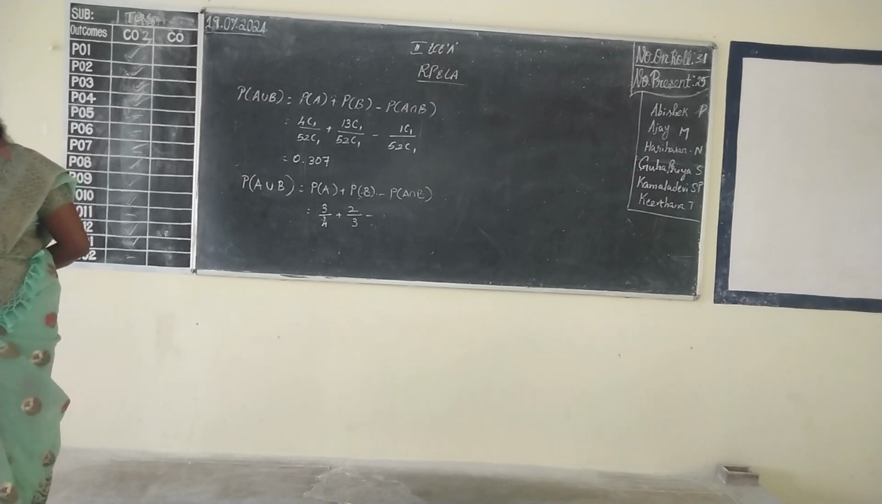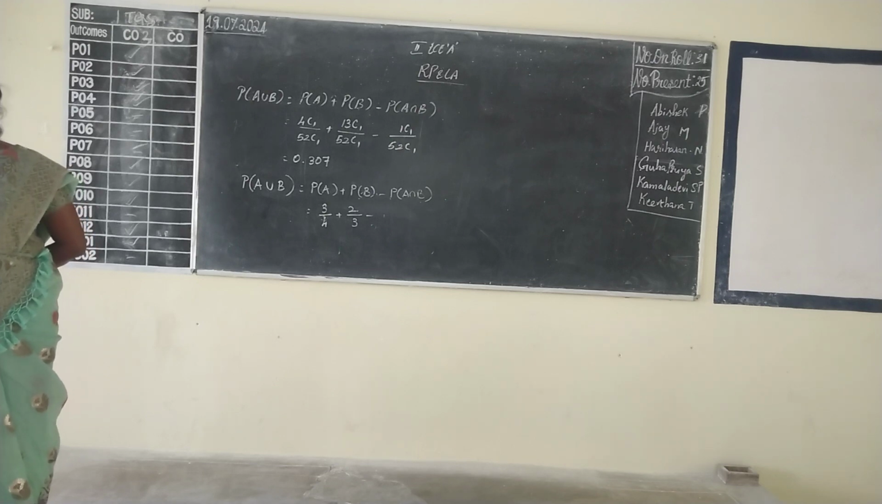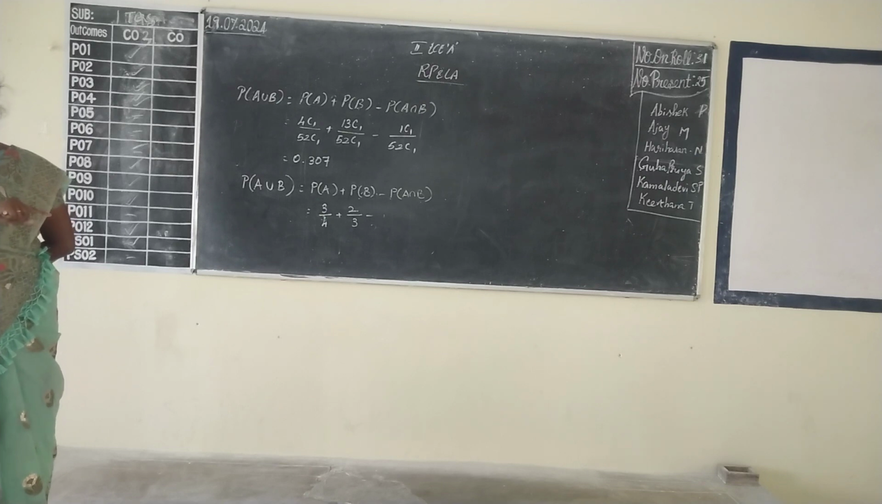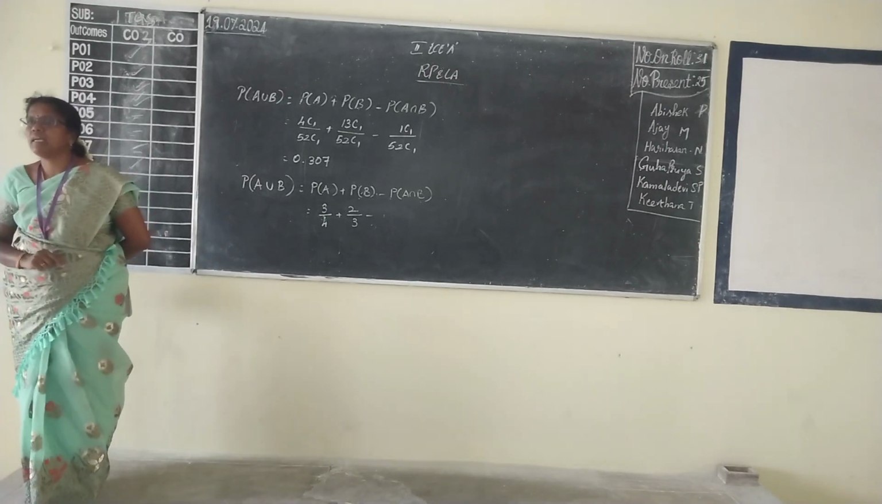Whether any value is given there. In the previous problem, we were able to identify because the king of spade was possible, so directly we wrote the answer. But here there is no such possibility. Okay, how can I interpret this A intersection B?